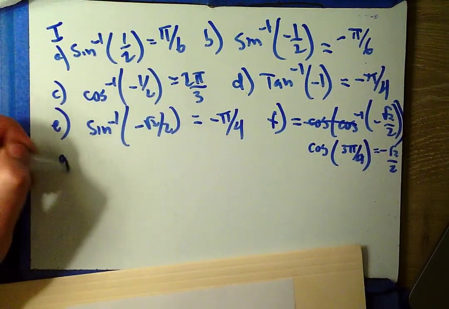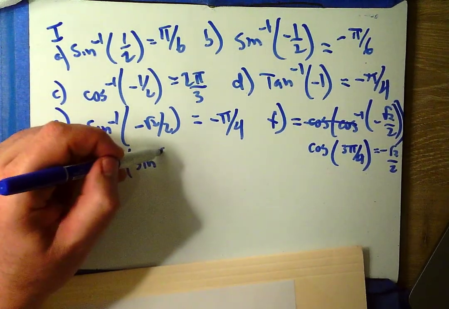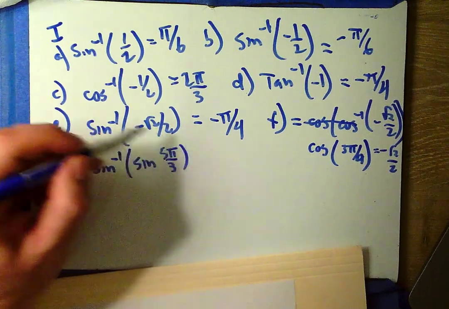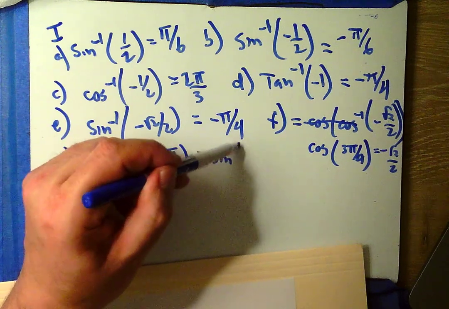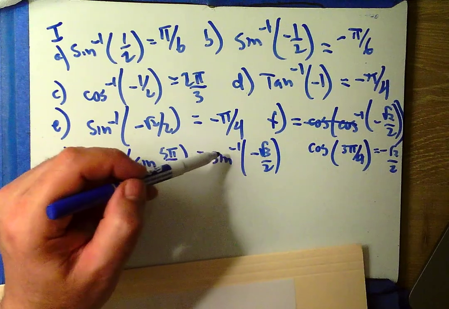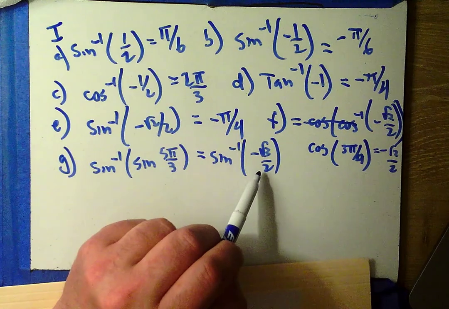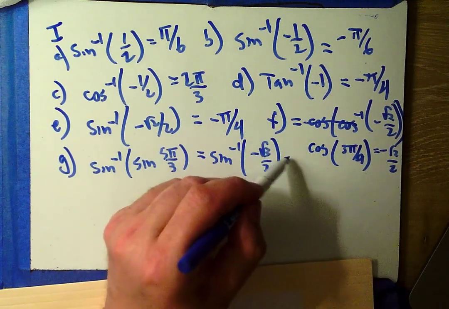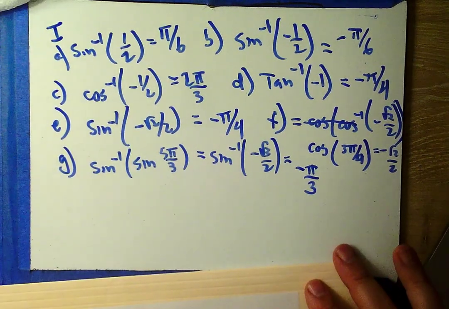And then finally, G. G, we've got sine inverse of sine of 5 pi over 3. So the sine of 5 pi over 3 is negative root 3 over 2. And what angle within the restriction of inverse sine, negative pi over 2 to pi over 2, has a y value or an upness of negative root 3 over 2, and that would be negative pi over 3. Okay, and then the last four, Roman numeral 2, are draw a triangle problems.